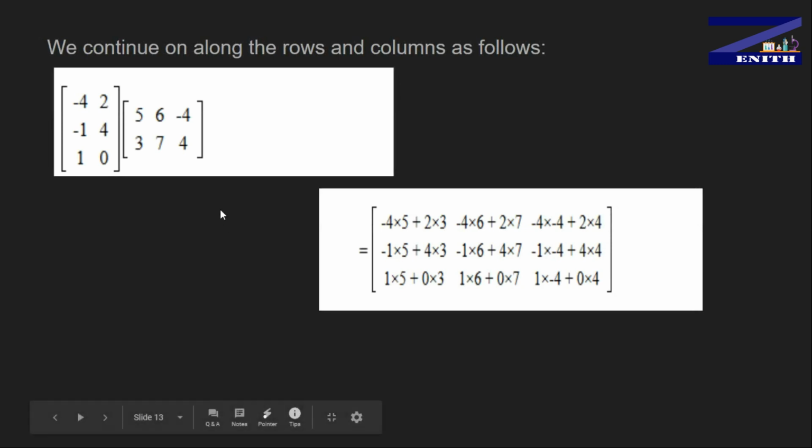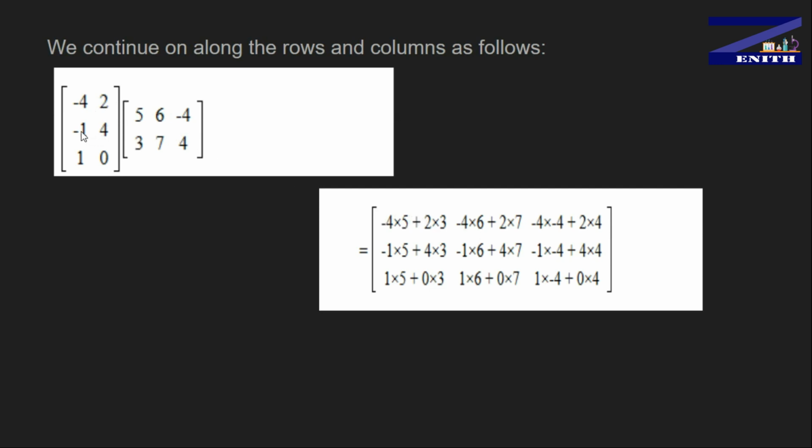After that, you multiply minus 4 with 5, 2 with 3, just add them, minus 4 with 6, 2 with 7, just add them, and after that minus 4 into 4 and 2 into 4, just add them. So after that you have the whole first row of elements.